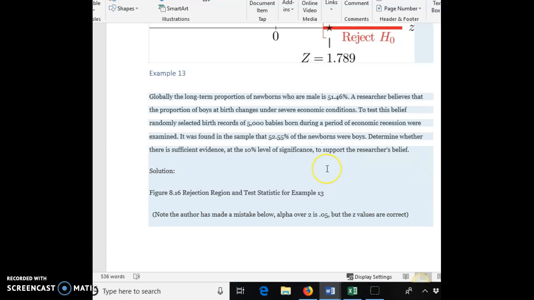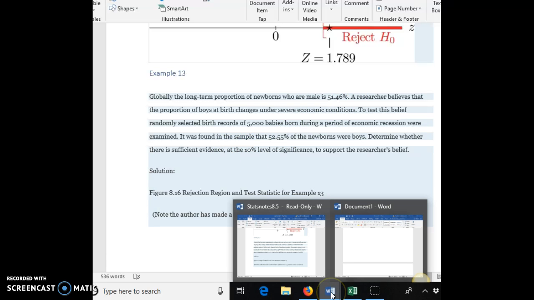All right, so let's notice first of all that on a long-term basis, the proportion is 51.46%. So that's going to be our null, that the proportion is 0.5146. The researcher believes that it changes, so it could change in either direction. It could go down or go up, so we're going to have a not equal to 51.46% for our alternate hypothesis, and then a 10% level of significance, so alpha is 0.10.